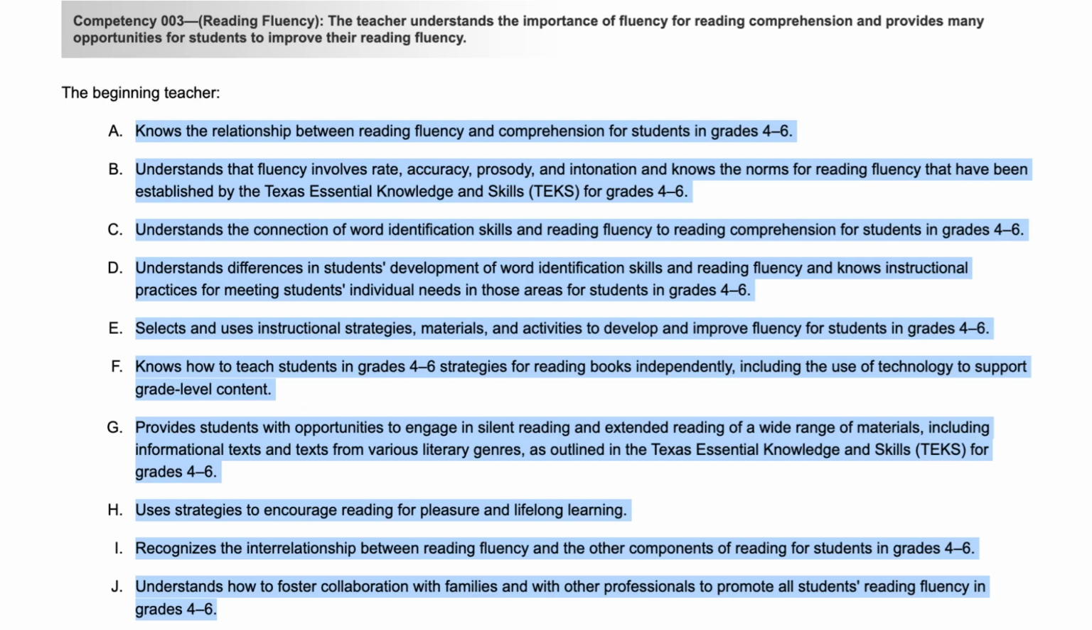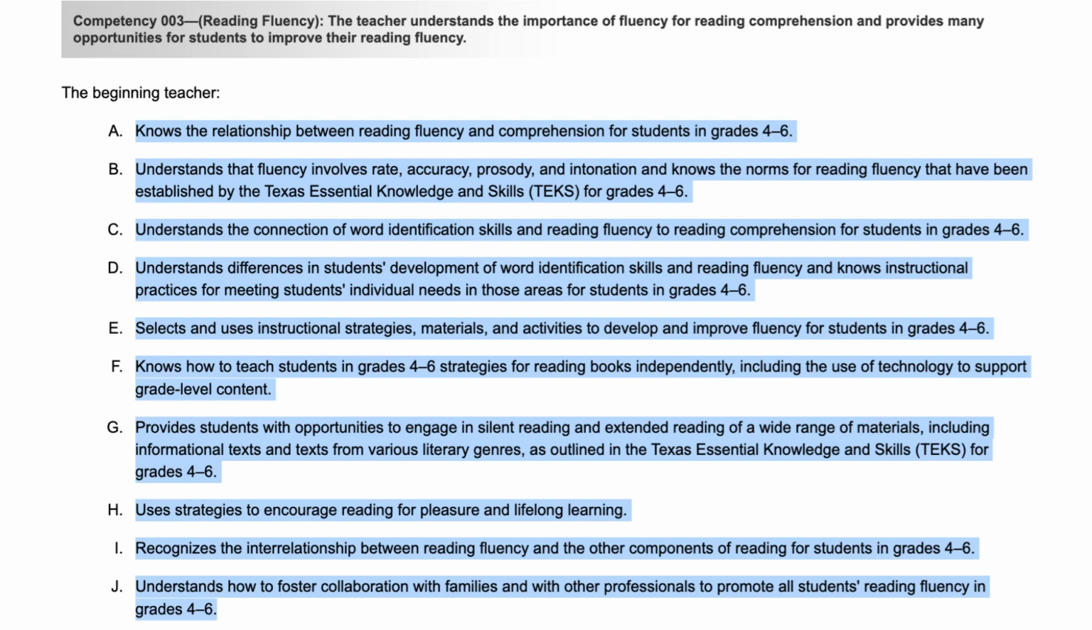Competency number 3 of the 391 Core Subjects ELAR exam includes a total of 10 standards, which are highlighted here. These are the set standards by the Texas Education Agency, and you will need to master all of this content in order to answer the questions correctly from this competency on your exam. Take a moment here to pause the video and read the highlighted standards.